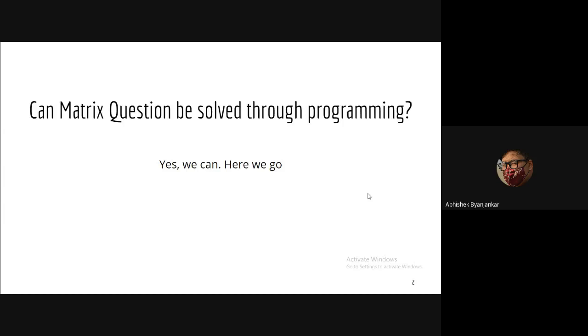As we go ahead, you can see the question: can a matrix question be solved through programming? To answer this, I would like to take you back. I asked this question. I asked the same question.